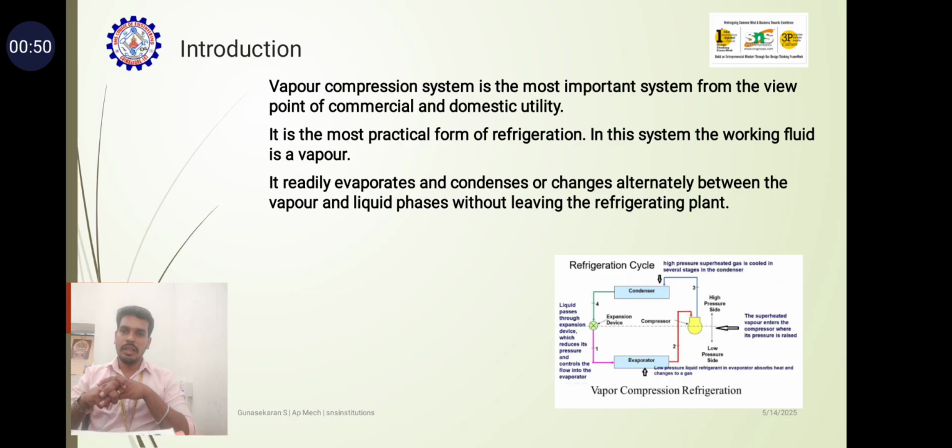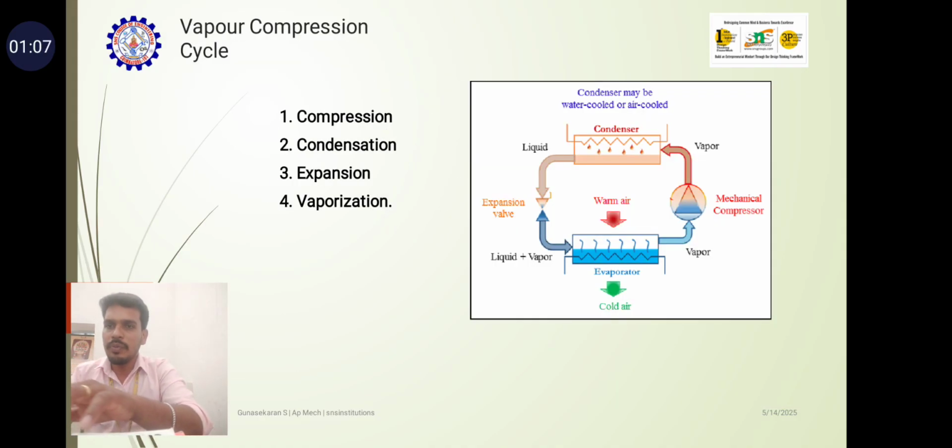See the diagram here, showing the four important components. The refrigerant absorbs heat in the evaporator. It is compressed to a high pressure gas. It releases heat in the condenser. Already we have seen the four important components: compressor, condenser, expansion valve and evaporator. One by one we are seeing the four components.